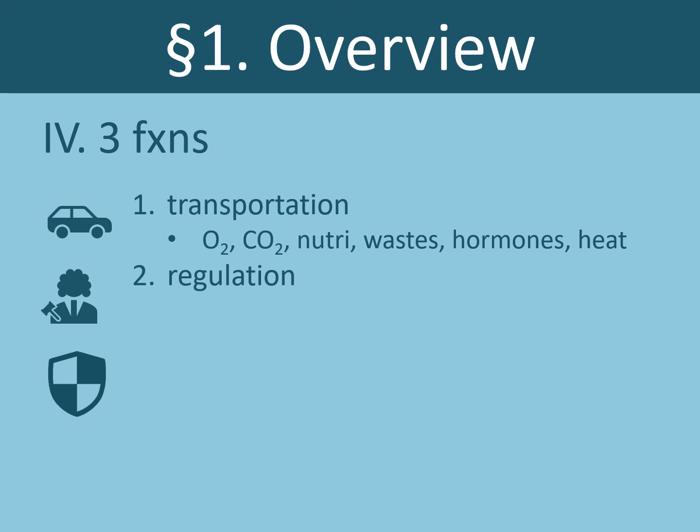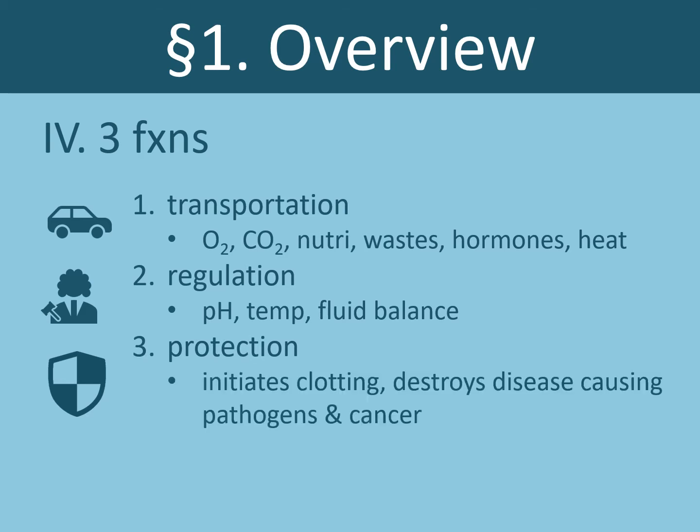All of these components are moved in our blood via the cardiovascular system. The second function is regulation. We must maintain a narrow range of pH and temperature to stay alive. And fluid balance refers to maintaining the proper solutes in our blood to control osmosis in and out of our cells. Third is protection. Our blood contains proteins that help in wound healing, and also immune cells and proteins that can destroy pathogens and even cancer.